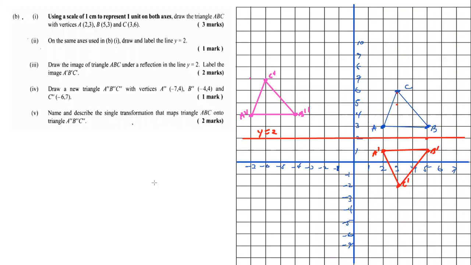Then they ask a question, right? They said that the new triangle, name and describe a single transformation that maps ABC onto triangle A prime, A double prime, B double prime, and C double prime. Is it translation, reflection, rotation, or enlargement? Sir, it's a translation, right? Translation by what?